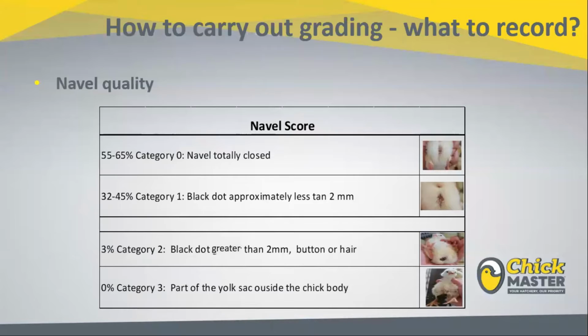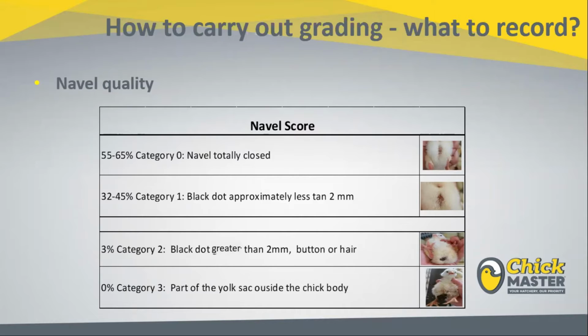For the first category, we will include navels that are totally closed and clean. For the second one, we will include navels that present a black dot with less than 2 millimeters of diameter. For the third category, we will include chicks that have a navel with a black dot larger than 2 millimeters of diameter. And for the last category, we will include chicks that present a part of their yolk outside their body.